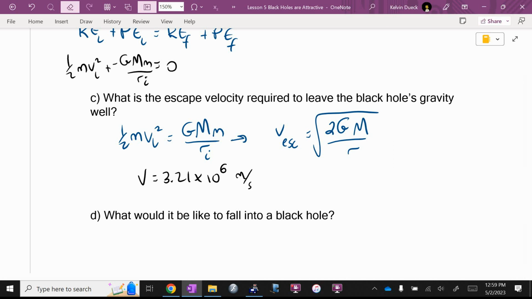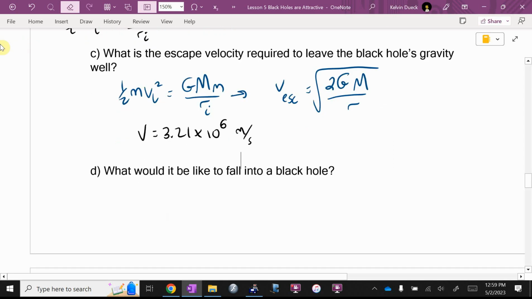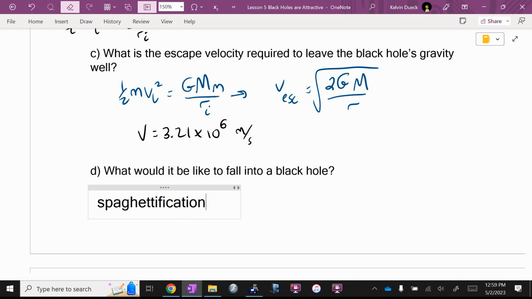And we have a word for that. Does anybody know the word that astronomers have coined for the process of falling into a black hole? It's a great word. Someone whispered it. They were right. This is spaghettification. Little Italian in there for you. Spaghetti. Okay? We call that spaghettification.